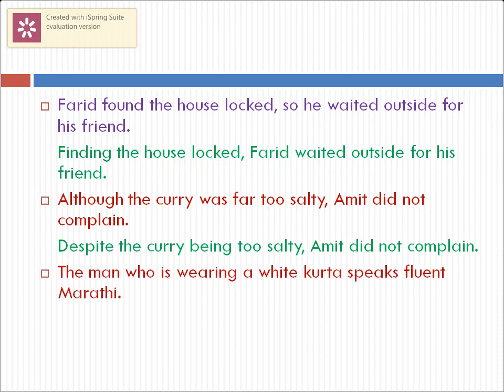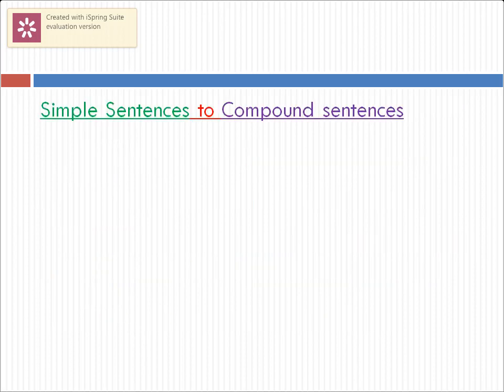The man who is wearing a white kurta speaks fluent Marathi. It's again a complex sentence, with who is wearing a white kurta a subordinate clause or a dependent clause. Now we have changed it into a simple sentence by simply stating it as: the man in white kurta speaks fluent Marathi. We have transformed the dependent clause who is wearing a white kurta into a phrase, in white kurta.